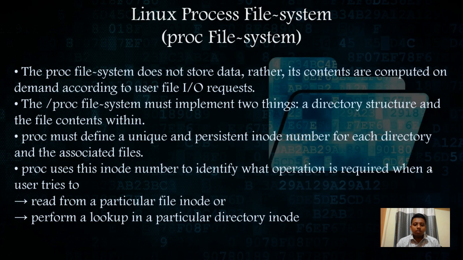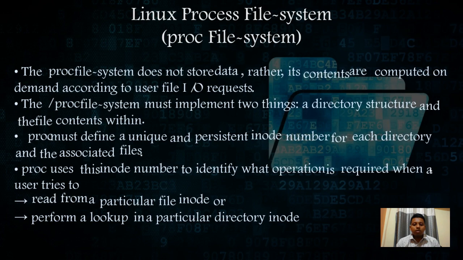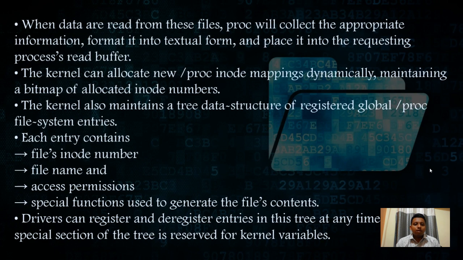Proc must define a unique and precise inode number for each directory and the files associated with it. It uses an inode number to identify what operation is required when a user tries to read a particular file or perform a lookup on a particular directory. Next, when data are read from the files, proc will collect the appropriate information, format it into textual format, and place it in the requesting process's reading buffer.